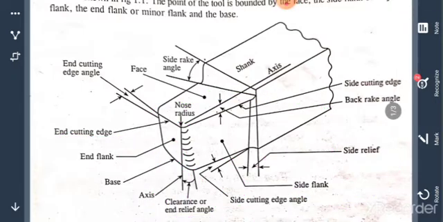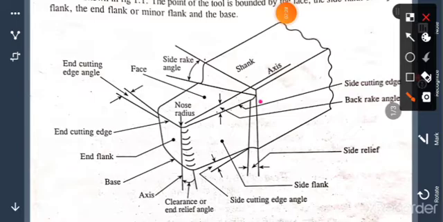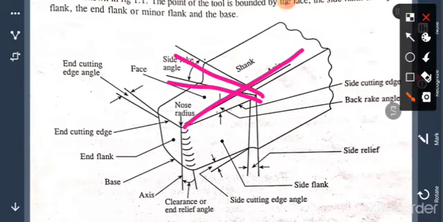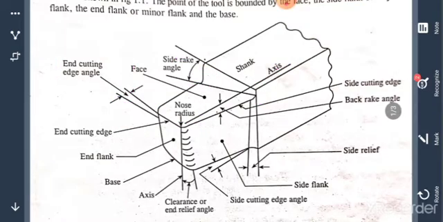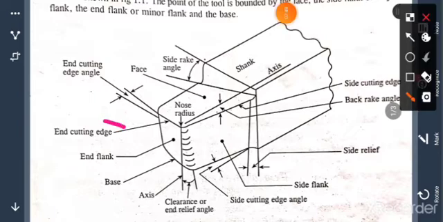Then here it is called the side rake angle, and here you can take the exact axis, right? From this base to here, this is called the end cutting edge angle, and this is called the cutting edge.